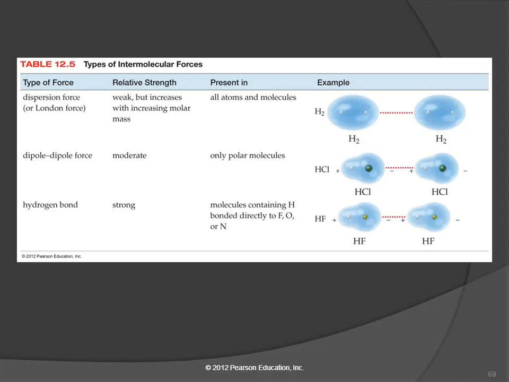Hydrogen bonds are about, I'm trying to write with white. It doesn't work so good on white. 1/10 the strength of a covalent bond. So hydrogen bonds are strong intermolecular forces, but they're still very weak compared to the actual covalent bonds in a compound. Dispersion forces are present in all atoms and molecules. Dipole-dipole forces only in polar molecules. Hydrogen bonding only in molecules with F, O, or N bonded directly to hydrogen. ET phone home.